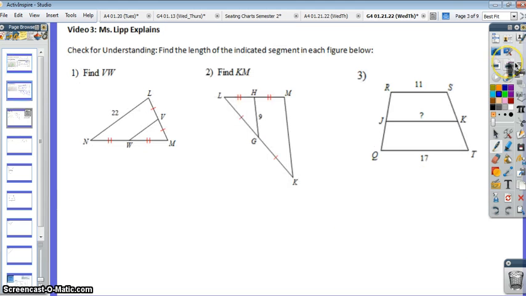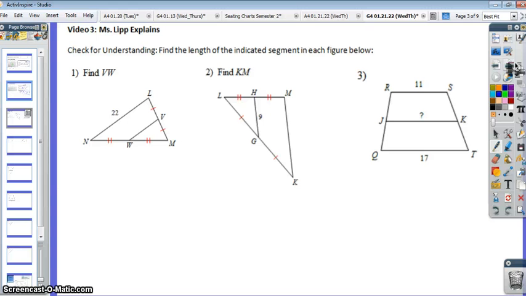Okay? We're going to jump down to here. I want you guys to pause the video, try to find the answers to numbers 1 through 3, and when you think you have it, replay the video. So ready, set, pause.